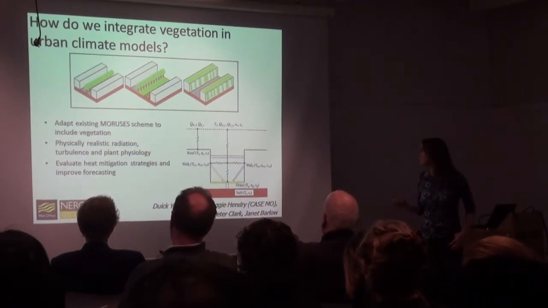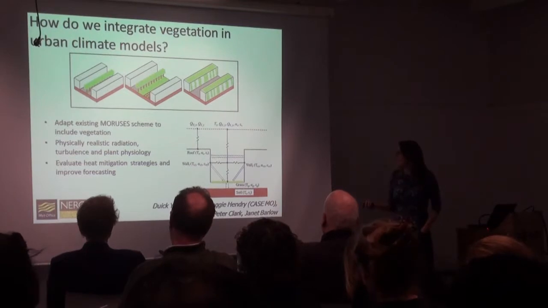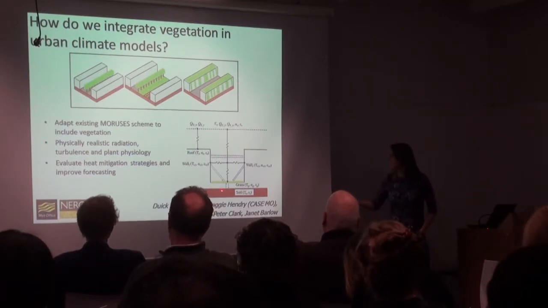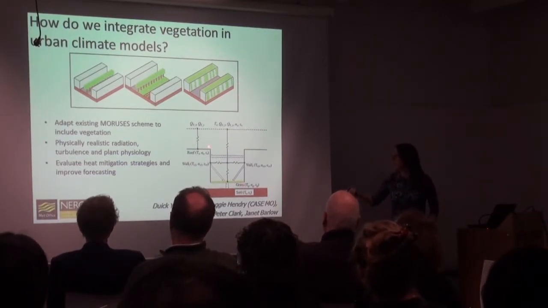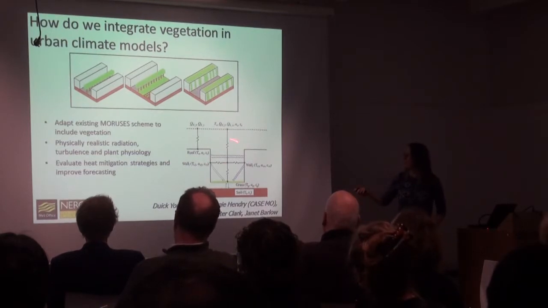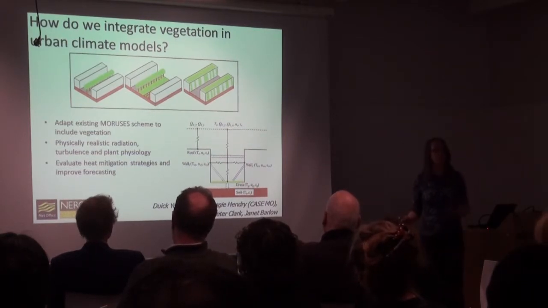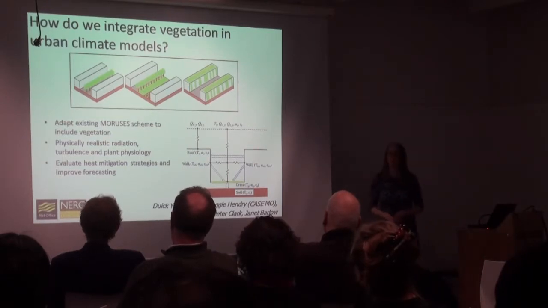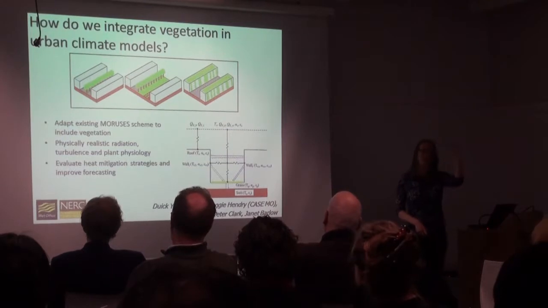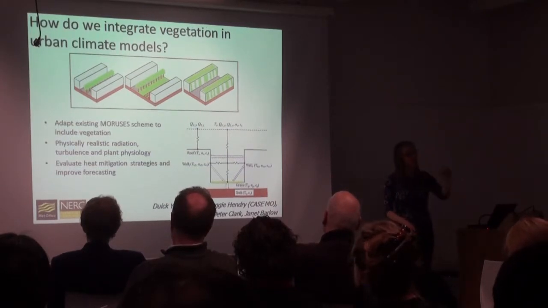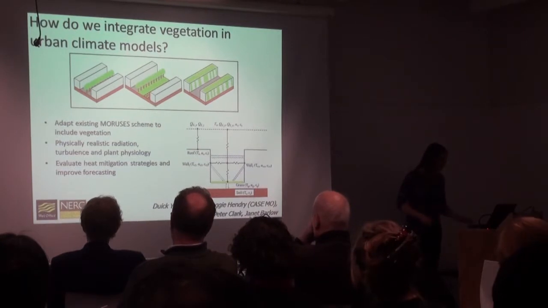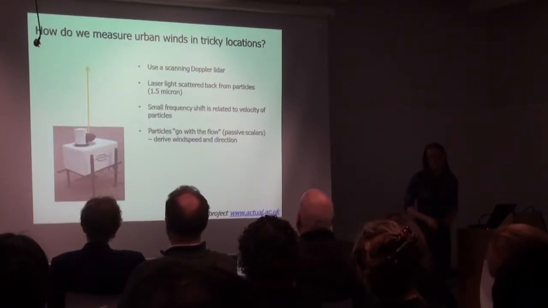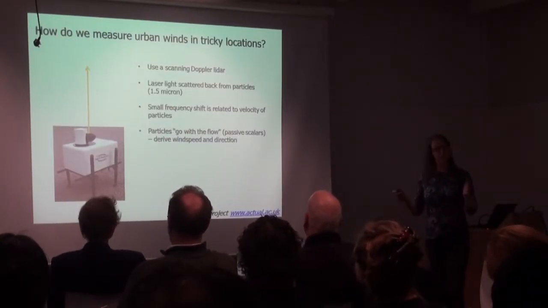So Duick, who's just starting a PhD with the Met Office, is considering what happens if you put vegetation in various configurations within this system: what's it going to do to the temperature within the street, but also in the air above? So you can get the coupling between the street level and the city scale climate. That's the important point of making these two pieces of work. So that's very much staying at the neighborhood scale.